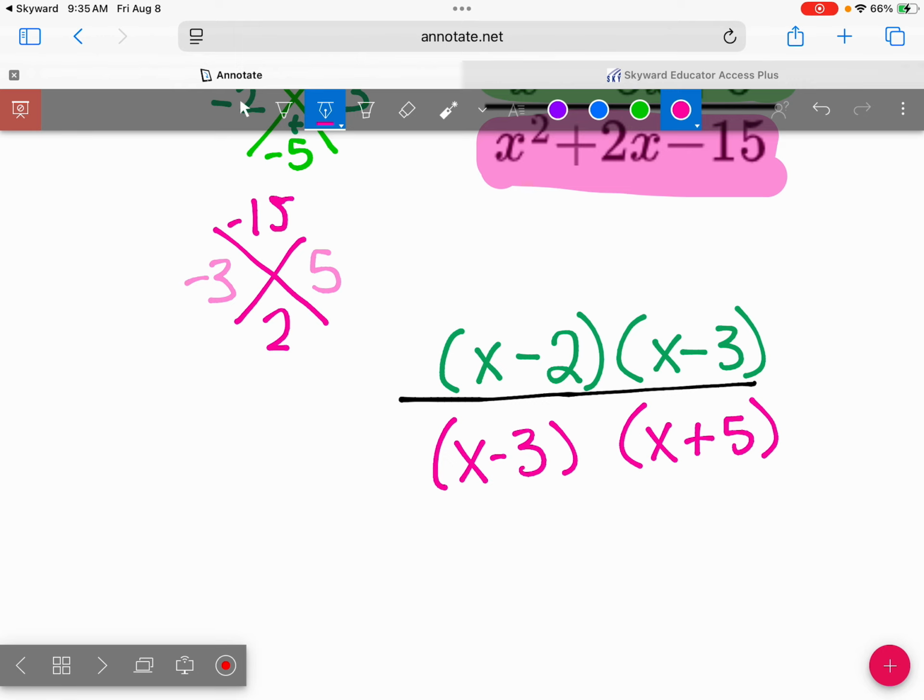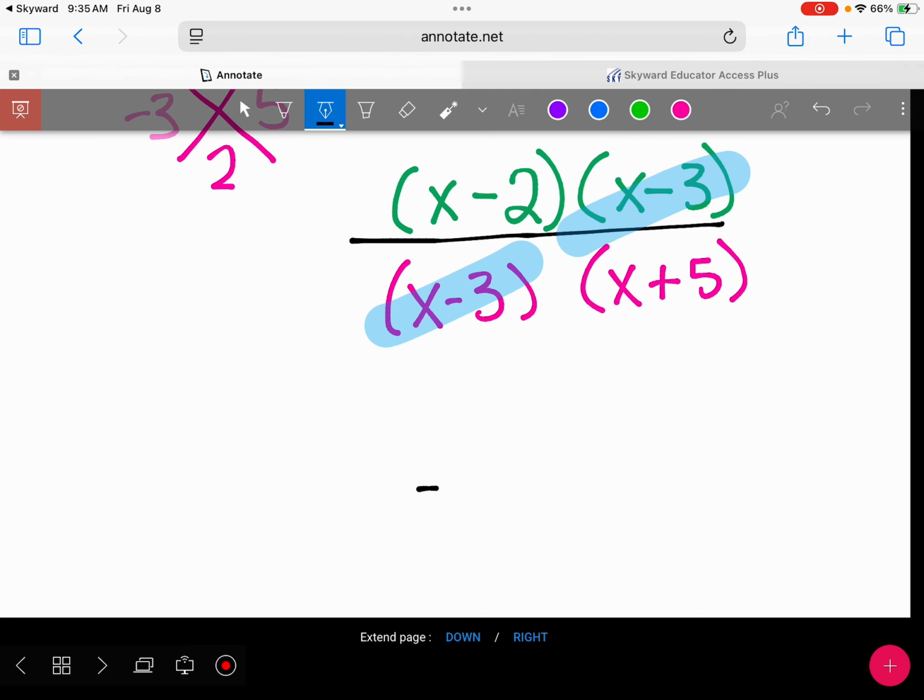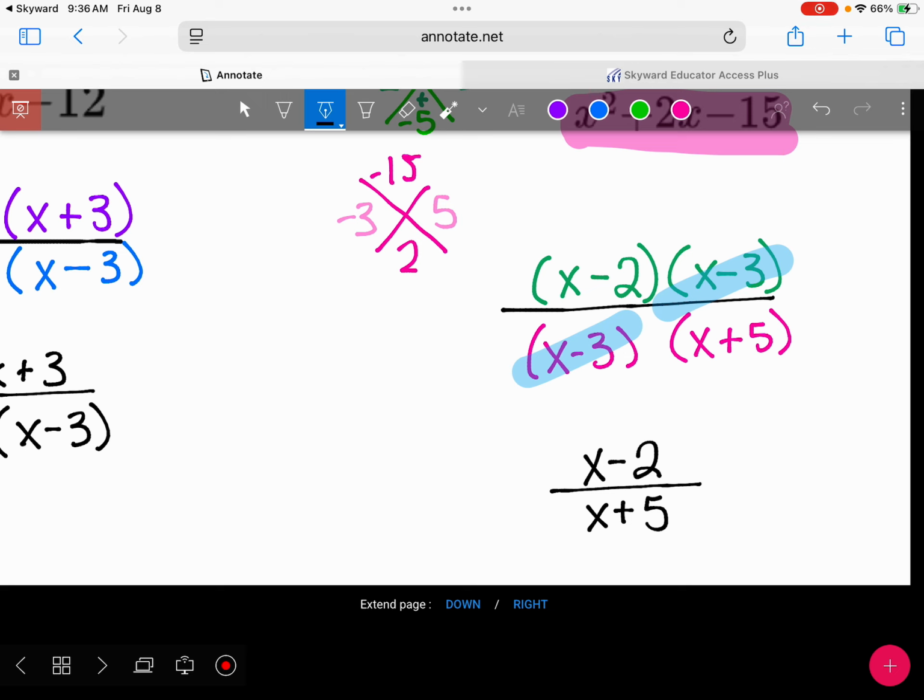Totally okay. What do we notice here? One of these pieces is canceling out. Which one's canceling out? The x minus 3 cancels out because it's exactly the same. I can only cancel out pieces that are exactly the same. That's why we couldn't cancel out the x plus 3 and the x minus 3 on the first one. So our answer here is going to be the pieces we're left with. I'm left with an x minus 2, and I'm left with an x plus 5. Okay. Questions on those two?